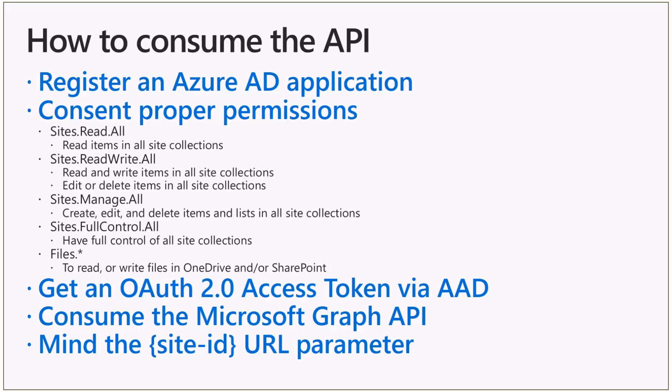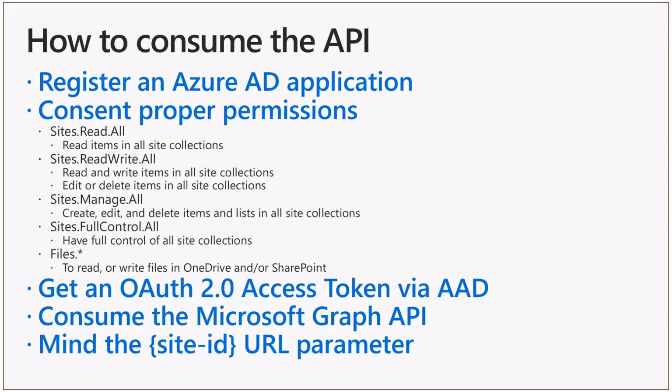For example, when you consume SharePoint Online, you have to identify your target tenant, your target site collection, and your target site using a specific site ID, which is a URL parameter that you have to provide to the Graph in order to target the right tenant and the right site, of course, as long as you have access to that content. We will see it pretty soon in the demo environment, because there is a specific syntax that you need to keep in mind in order to consume SharePoint Online through Graph.